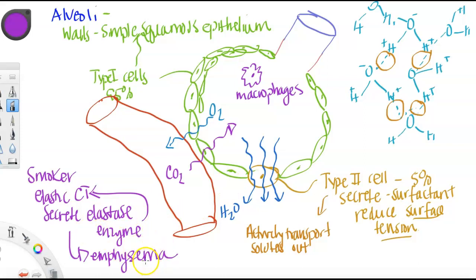Vaping isn't any better. Okay, so vaping has chemicals that are coming in here that macrophages have to deal with, and it also inundates the alveoli with extra water. So that's just more water that has to be gotten out so that the alveoli don't fill up. All right, so that is how the alveoli work. So let's look at the serous membranes.